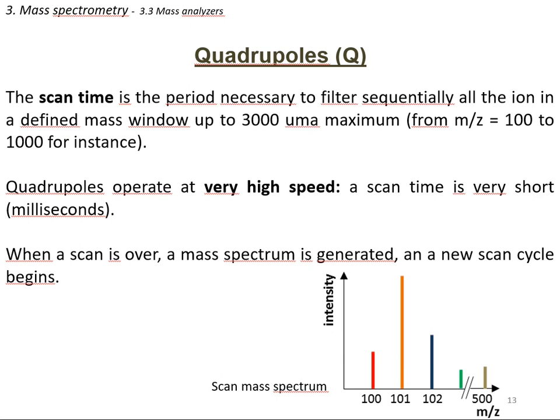And the quadrupole operates at very high speed. It's not the fastest mass spectrometer available, but it's already quite fast. And so a scan time is very short. It's a few dozens of milliseconds. When a scan is over, a mass spectrum is generated and a new scan cycle begins. And so every scan is characterized by the production of a mass spectrum.